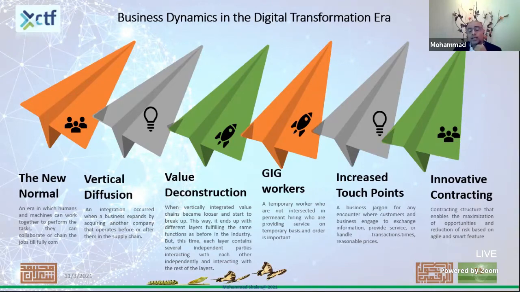And also we are talking about innovative contracting. This is leading us to how we make an innovative contract to manage all these parameters so that this will be a win-win situation. Today in digital transformation, I'm always saying that there is no win-lose situation. It's either a win-win or a lose-lose situation. And usually you have to manage this and see how to reach a win-win situation for everyone.